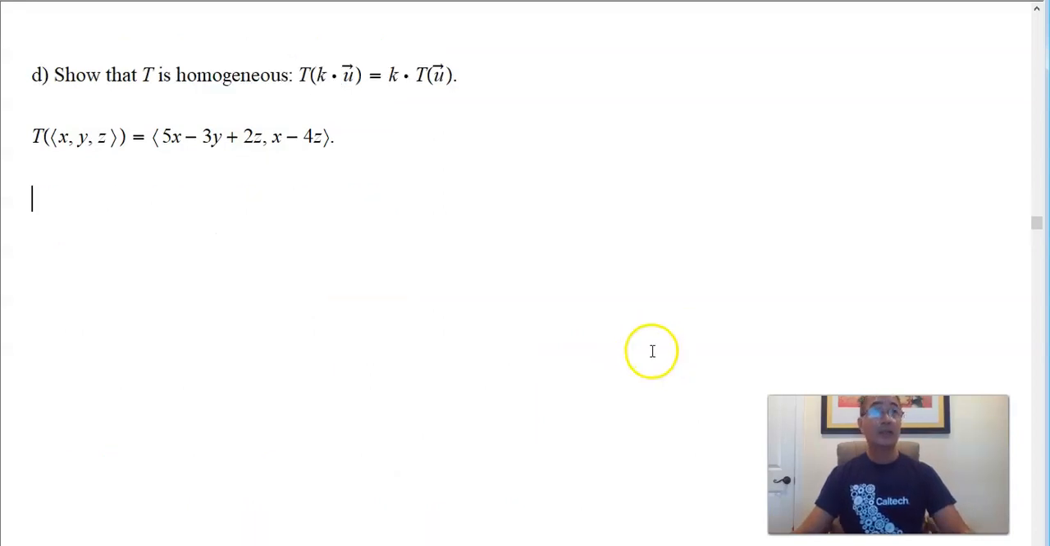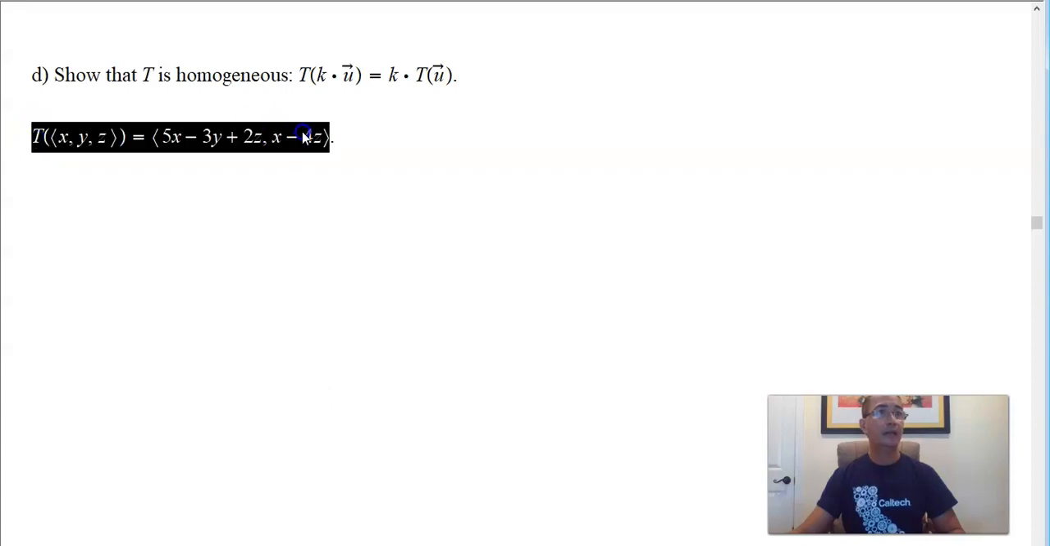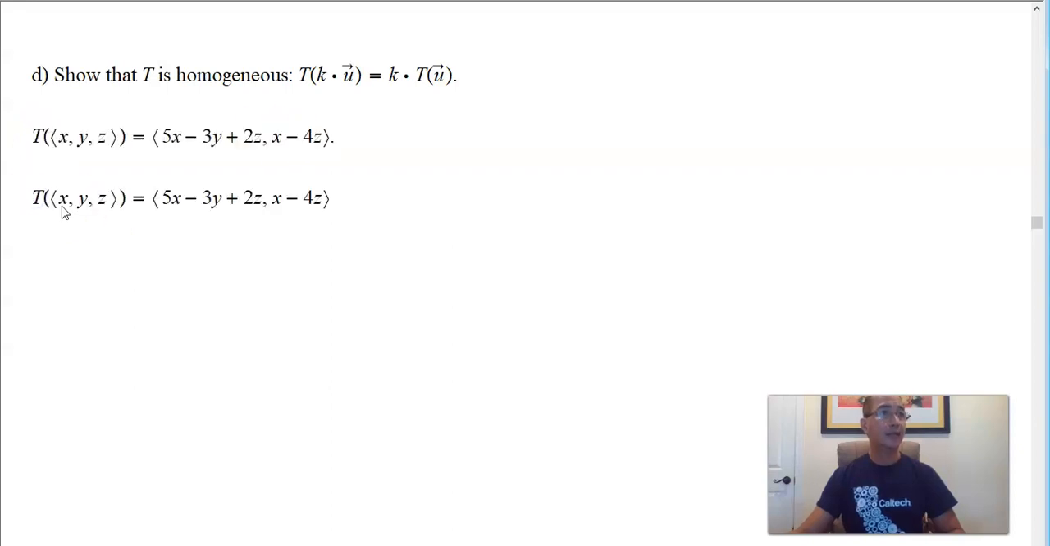Okay, so how about homogeneity? There's only one input vector u, but we have a scalar times k, right? So we don't need subscripts. So reminder, this is what P does. So this time we will input k times u. And we can easily do that by replacing x, y, z with kx, ky, and kz.